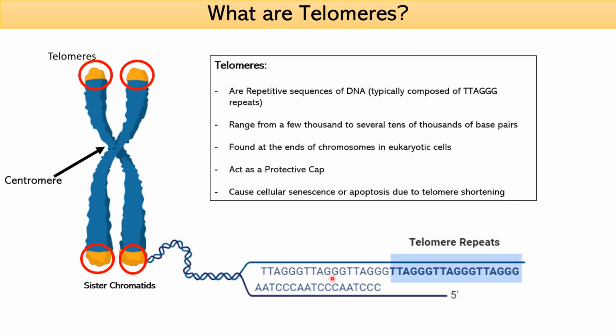So basically, telomeres are found at the end of chromosomes in the eukaryotic cell, and in terms of their DNA structure, they contain a repetitive sequence of DNA, usually these nucleotides. In terms of their lengths, they range from a few thousand to several tens of thousands of base pairs. In terms of their function, they act as a protective cap, and they can also induce cellular senescence or apoptosis. And we will go into more depth about these topics as we go through this tutorial.